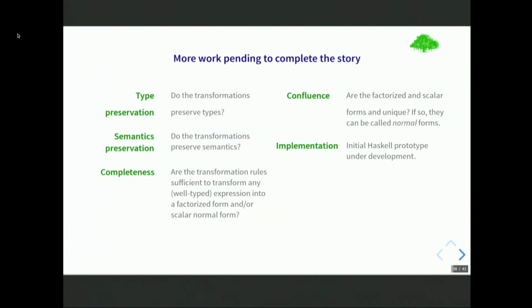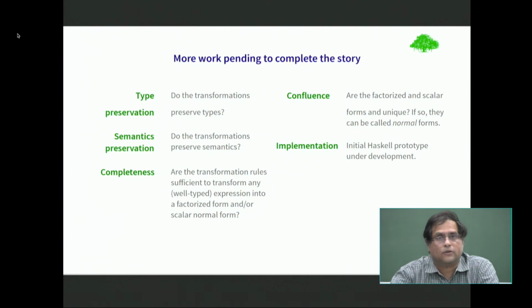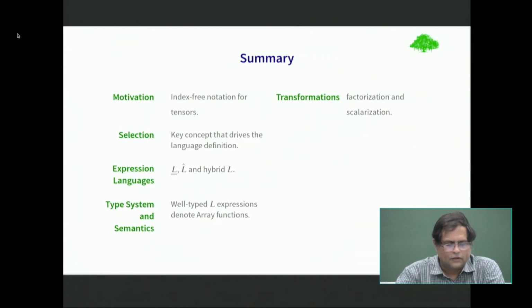There's more work pending, of course. We want to make sure there's type preservation and semantics preservation. How do we know these rules are sufficient? How do we know these rules give you the right result, that confluence is true, and that there's a unique normal form? All of these details are to be worked out. We've started off with a simple initial prototype in Haskell to implement all of this, but there's more work to do. So in summary, we've got an index-free notation for tensors.